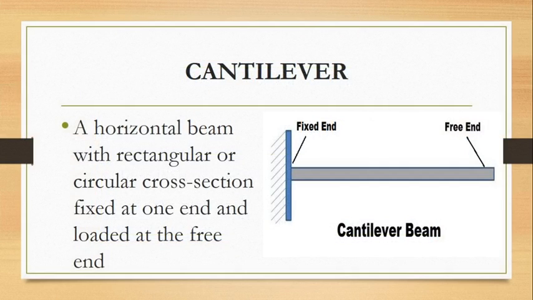What is a cantilever? A cantilever is a horizontal beam with a rectangular or circular cross section which is fixed at one end and loaded at the free end. So you can see in the picture, it's a horizontal beam having one end fixed and the other end free. And we load at the free end.